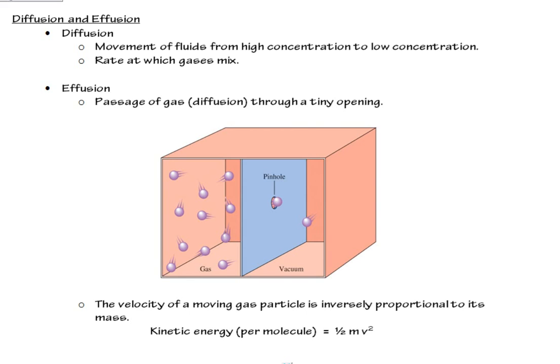Diffusion is a very general term, which just refers to the movement of fluids, so it could be either gas particles or liquid, from an area of high concentration to low concentration. So I could put 1 drop of food coloring in a container of water, and eventually the food coloring will become evenly distributed throughout the water. So we eventually reach a state of equilibrium where the particles are evenly distributed.